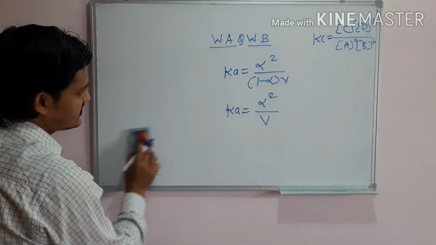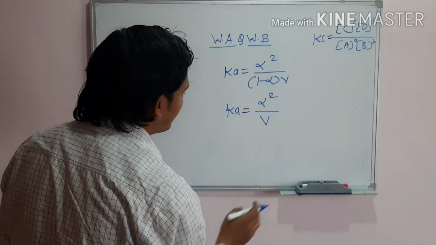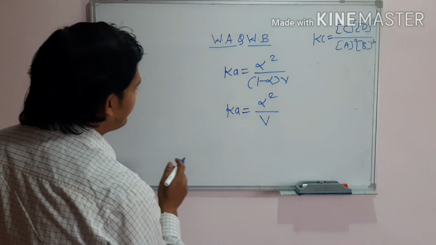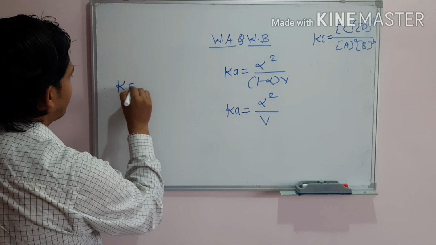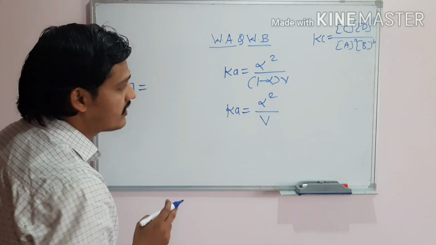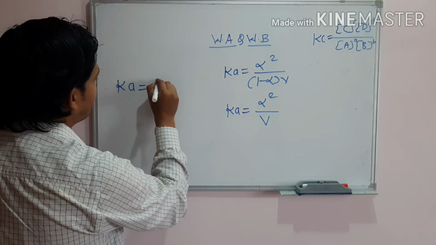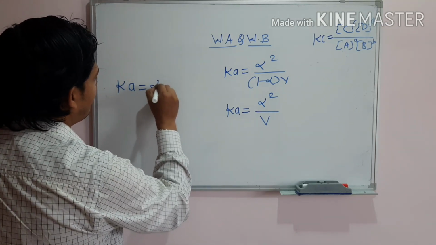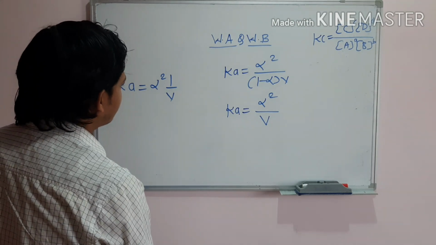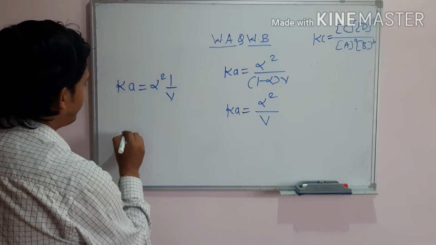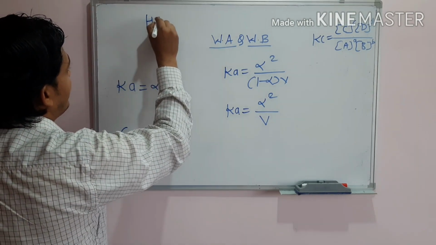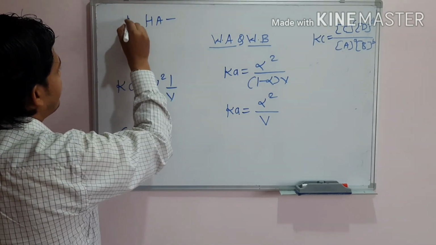In that case, we have to derive the two formulas. Point to remember: if I am separating V, then what is our next step? 1 by V. K is equal to alpha square into 1 by V. So a point to remember is that I am taking only 1 mole of HA.